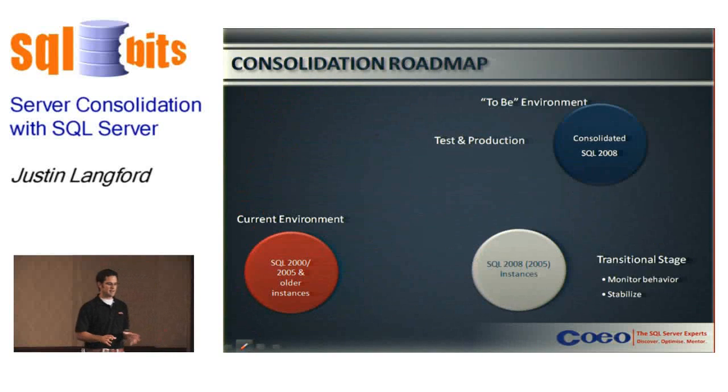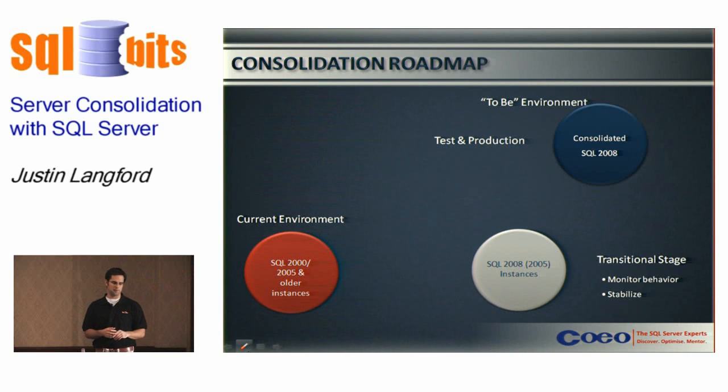So if we take a roadmap for a consolidation project, we'll assume that we're at the current environment in the bottom left-hand corner, the red circle. Normally in this situation, customers undertaking a consolidation project will be running SQL 2000, maybe 2005, and in some cases older versions, 6.5 and 7. Their end goal is the top right-hand corner, the blue circle, where we're going to host a consolidated SQL Server 2008 environment.